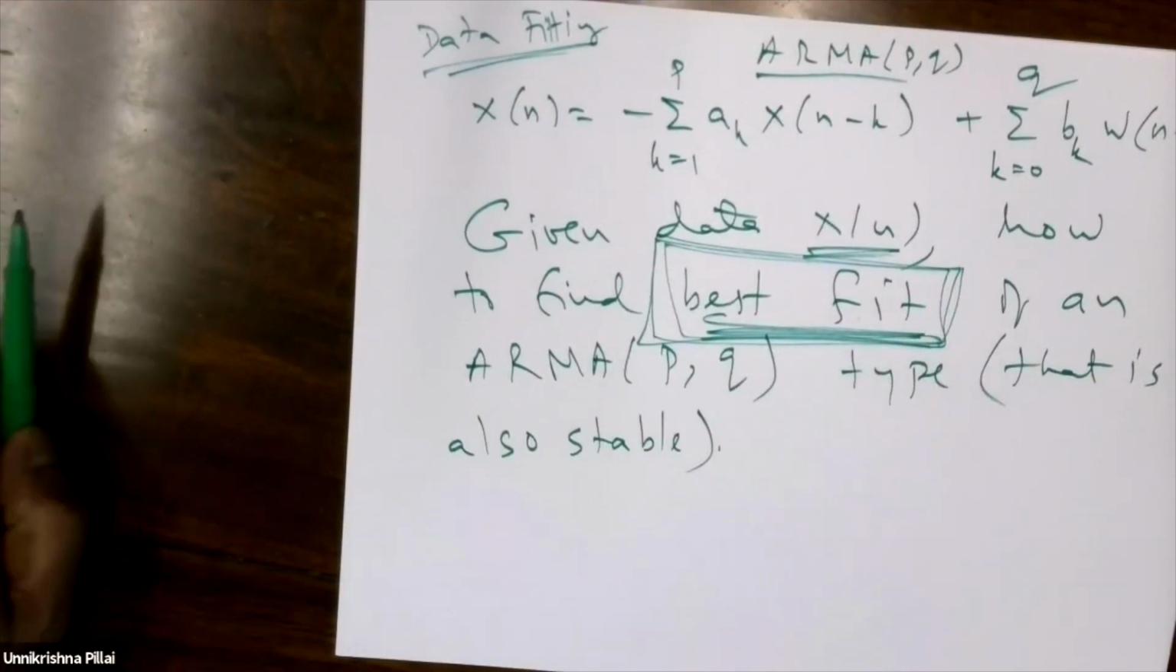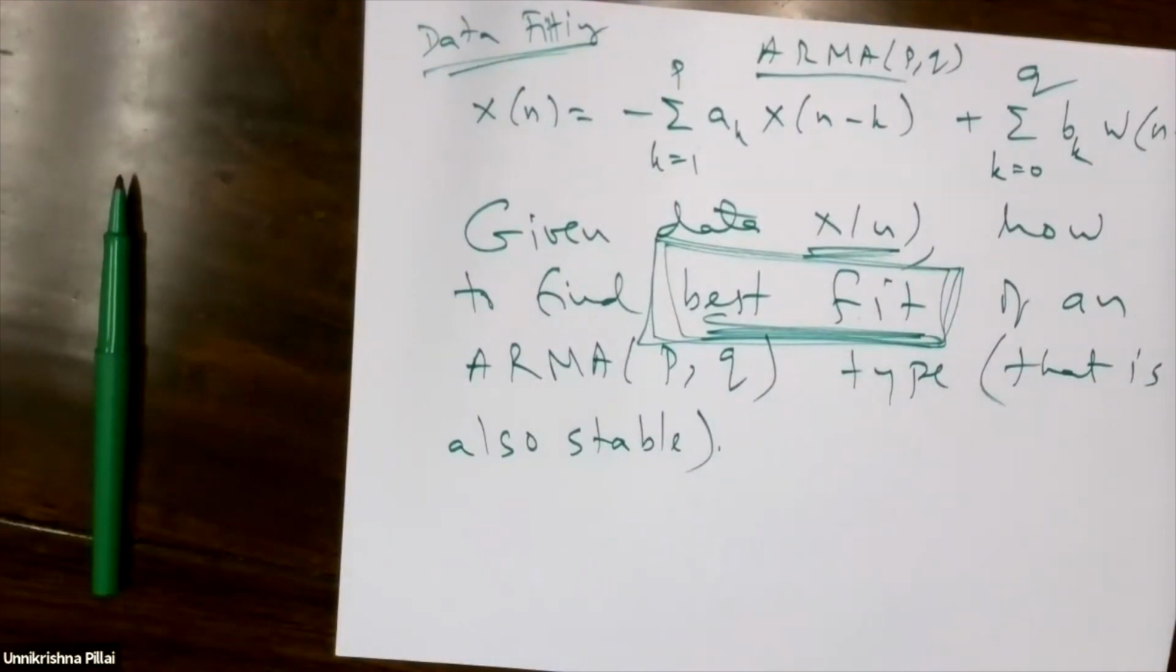So can I fit? Is an AR1 process enough? An AR2 process enough? What is the best value of P? Is it P equal to 10, Q equal to what, etc., etc.